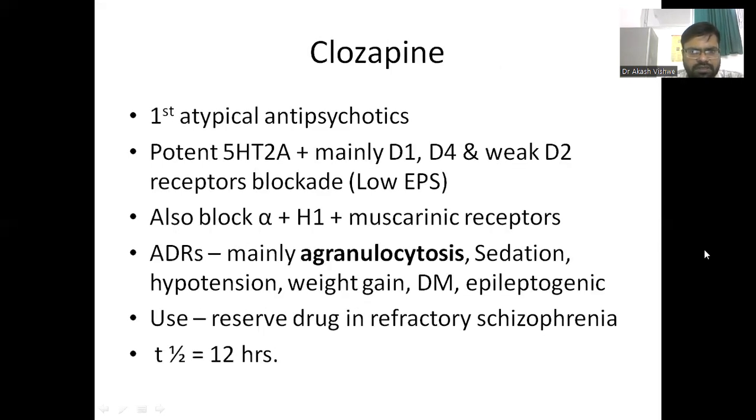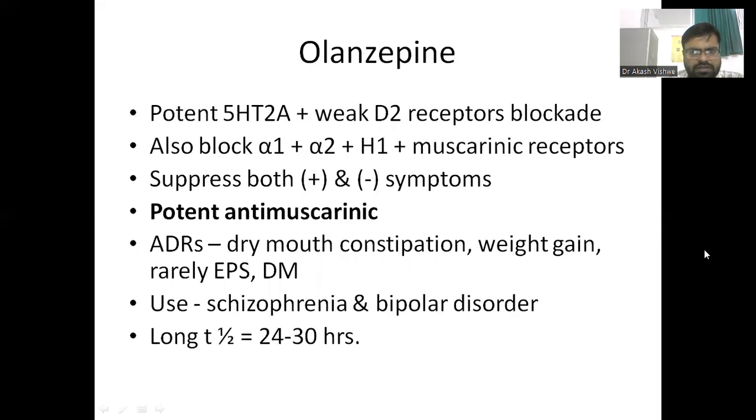Clozapine, it's the first atypical antipsychotic, potent 5-HT2A plus mainly D1, D4 and weak D2 receptor blocker. It causes low EPS. Also blocks alpha plus histamine H1 and muscarinic receptors. So ADRs of clozapine are mainly agranulocytosis, sedation, hypotension, weight gain, diabetes mellitus, and epileptogenic. So it is used as a reserve drug in refractory schizophrenia. T-half of this drug is 12 hours.